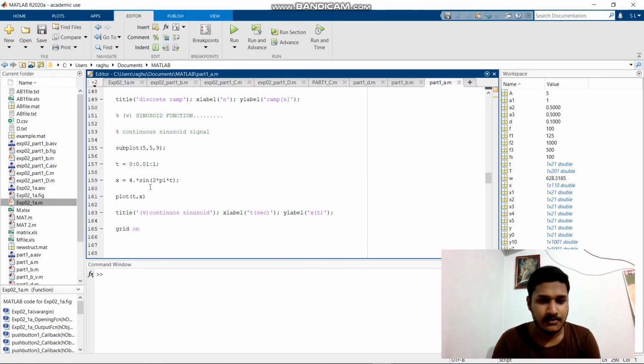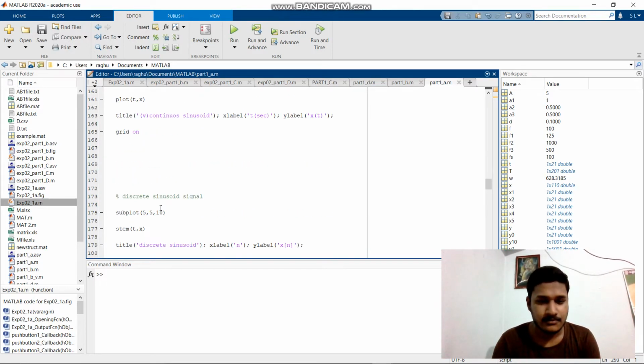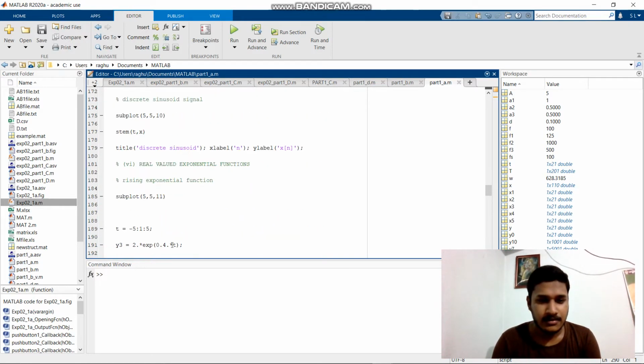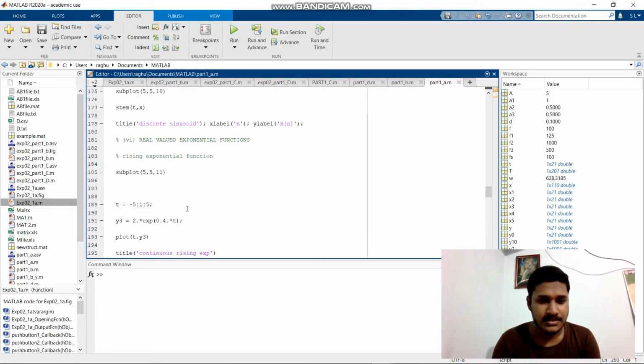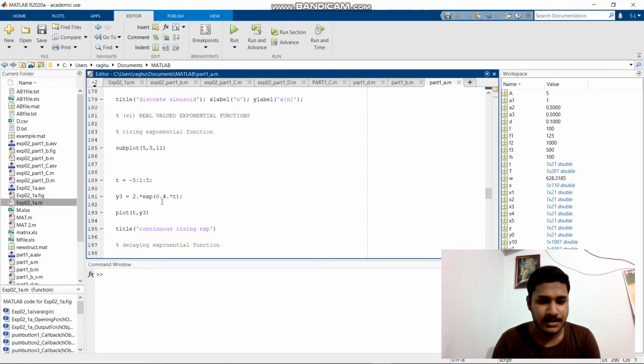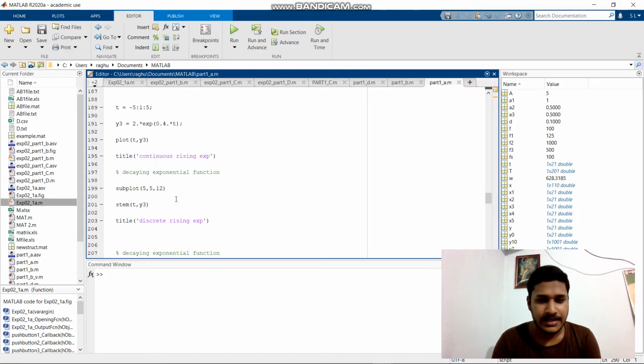For plotting the sinusoid function, I gave it an amplitude and used the sine command. For plotting a real valued exponential function, I use the command exp. The difference between decay and rise is that the exponential function is in the form of c times e to the power of at. If a is greater than 0, it is rising. If a is less than 0, it is decaying.